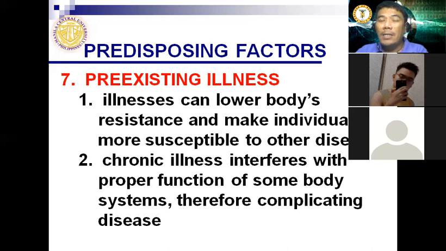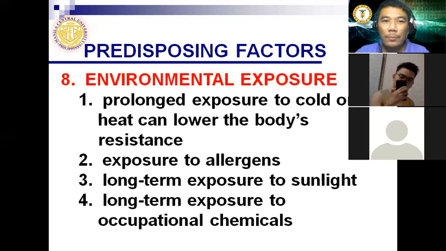So the pre-existing illnesses could be considered as a chronic illness. And if the client may have chronic illness, all you have to do is to monitor the chances of complications. Okay? So next, environmental. Environmental exposure, so we have considered it as a social factor, okay? However, the environmental exposure that I'm telling you here is that you could be predisposed.